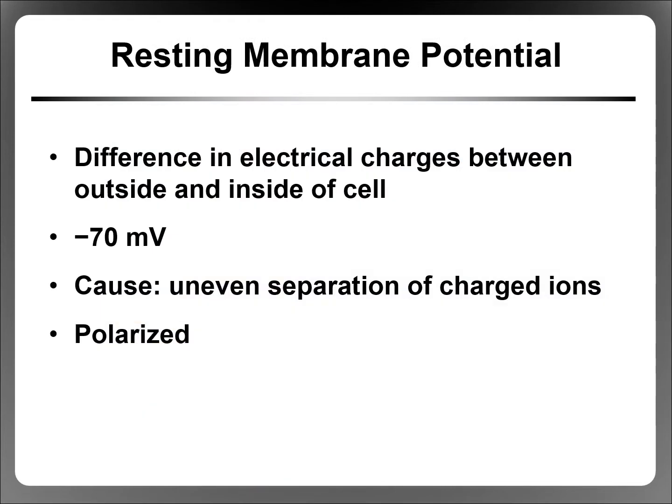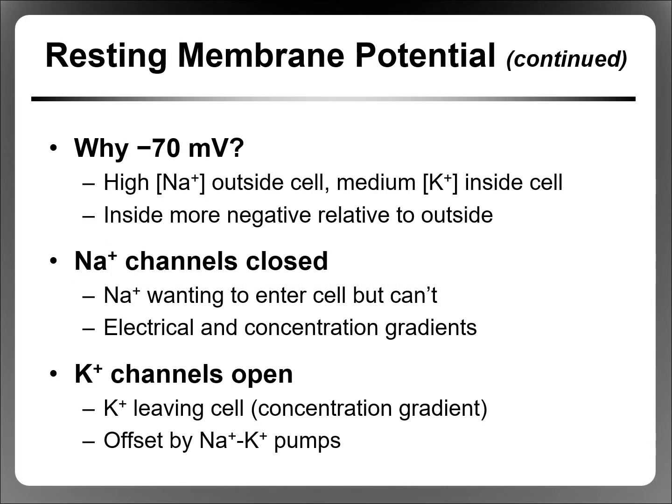In order for propagation of a nerve signal to work, every cell must have a resting membrane potential. This is going to be the difference between the electrical charges outside of the cell and inside of the cell. A resting membrane potential is normally around -70 millivolts. This is because of the uneven separation of charged ions by the cellular membrane. This creates a polarized membrane. Also, why is it only -70 millivolts?